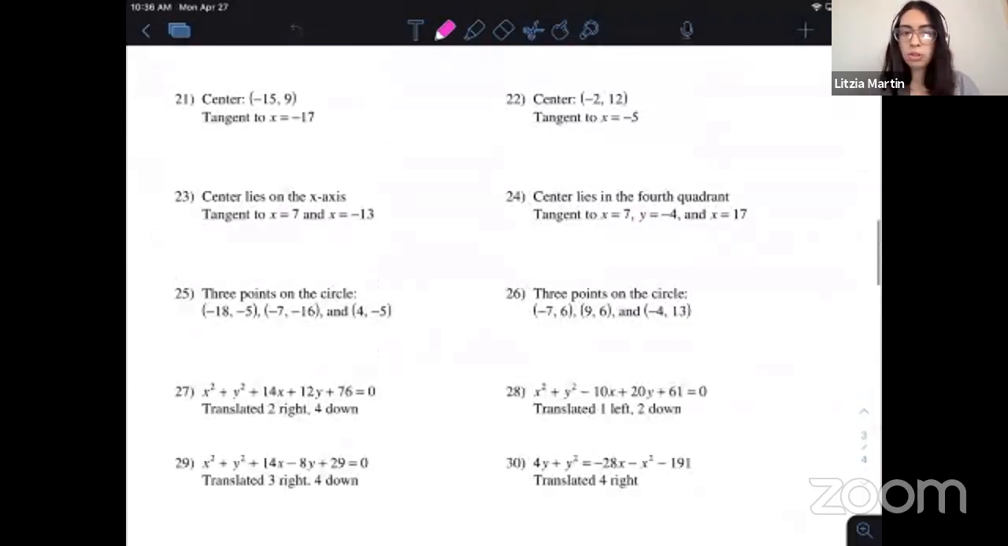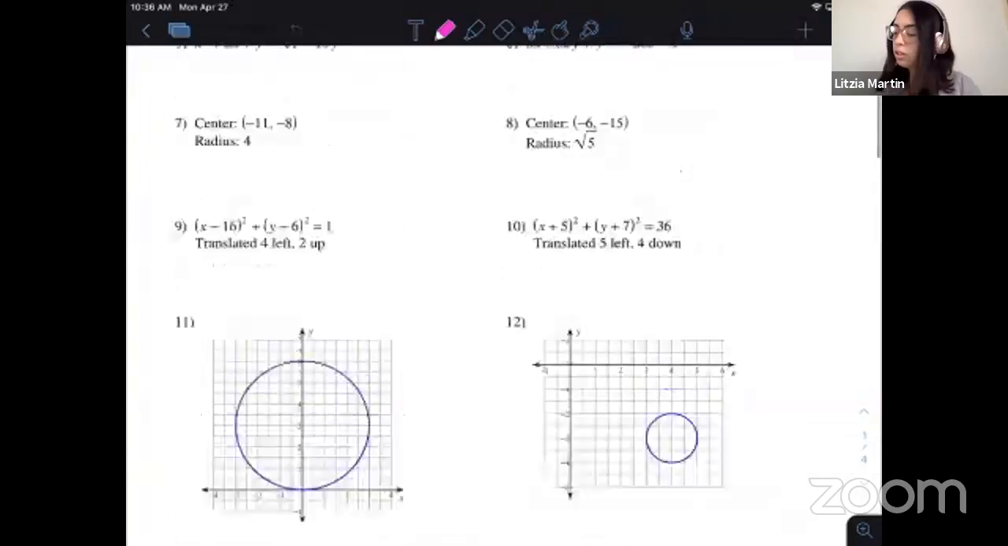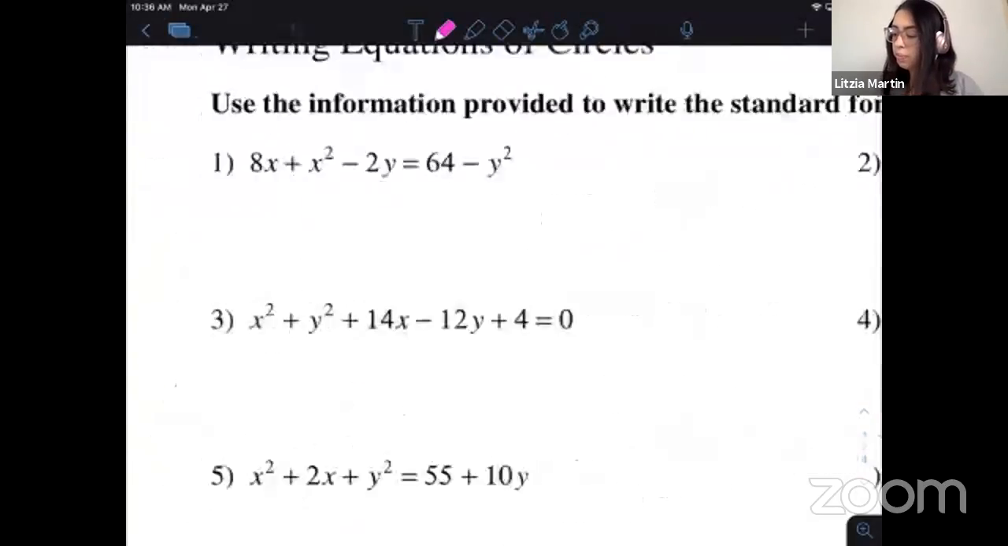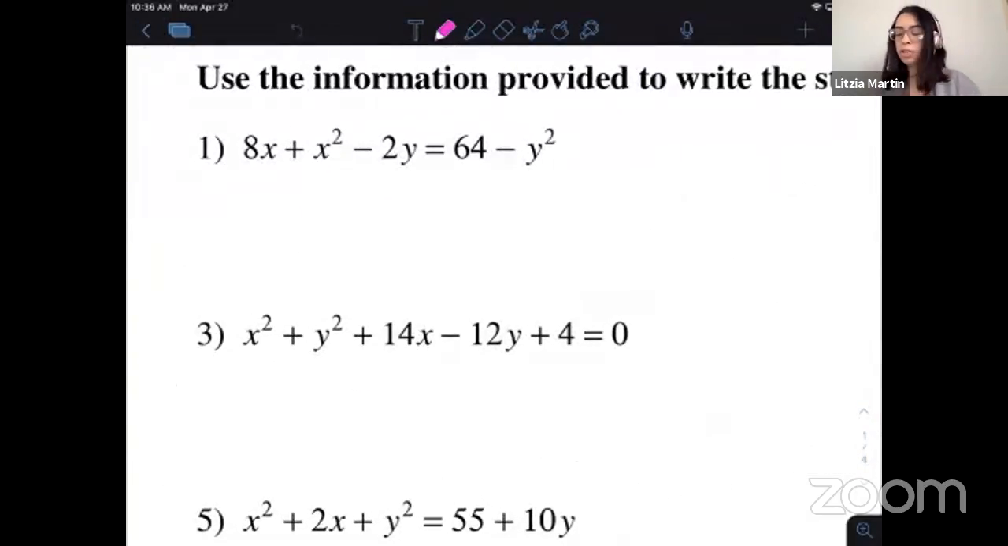Okay, so let's do a couple of examples here. Our first example, we have 8x plus x squared minus 2y equals 64 minus y squared. And remember, the first step is get all the x's together and all the y's together on one side, and then everything else on the other side.